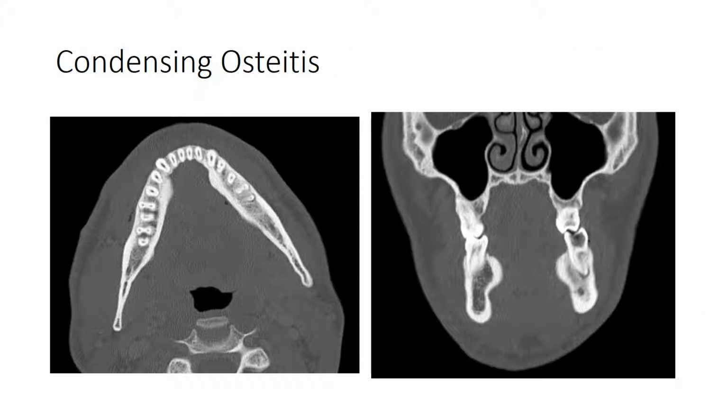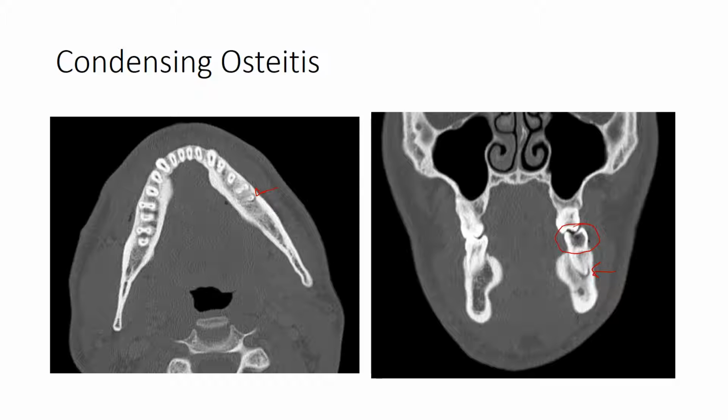I just want to go into a little more detail on condensing osteitis. This is the same case I just showed you on the previous slide, and the axial image on the left again just shows sclerosis. You can also see that there's maybe some widening of the periodontal ligament of some of the teeth, but on the coronal image you can certainly see that this left mandibular molar has a large amount of decay. There is a periapical radiolucency, and then you can clearly see the asymmetric sclerosis of the left mandible when compared to the right. So this is condensing osteitis.